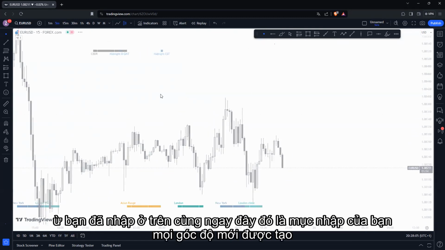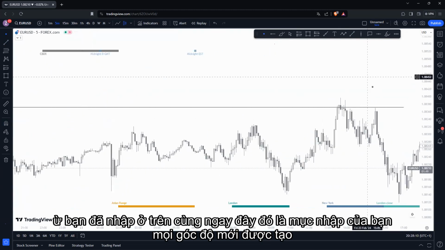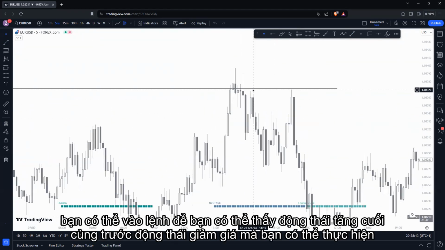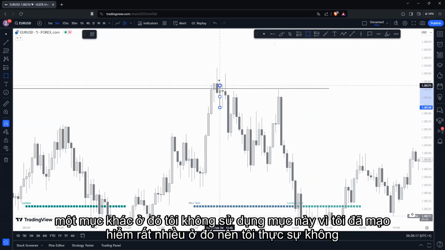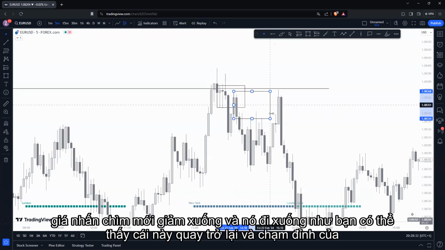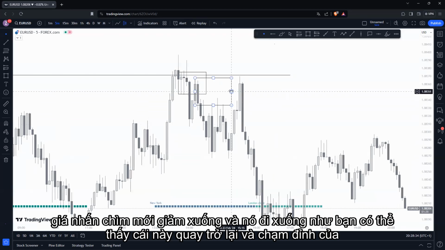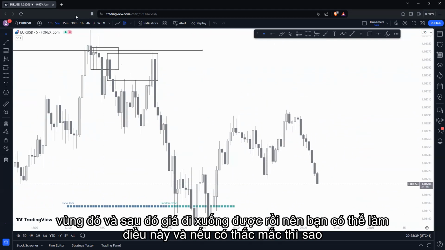Also, you can take continuations using the engulfing after your first entry. Let's say you entered there at the top, right here, that is your entry. Every new engulf that gets created, you can take an entry. So as you can see, the last up move before the bearish move, you can take another entry there. I don't use this because I already risk a lot on there, so I don't really need the extra things. Also, this one is lower win rate. New engulf, price pulls back, goes down. New engulf, price pulls back, it goes down. Now, as you can see, this one came back and hit the top of the zone, and then price went down. So yeah, you can do this.